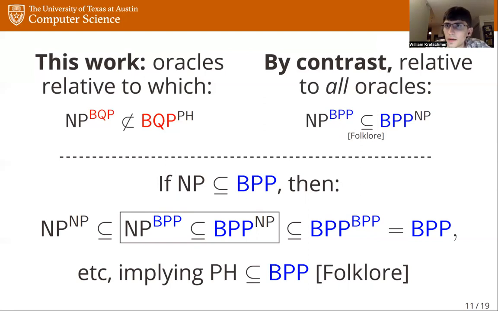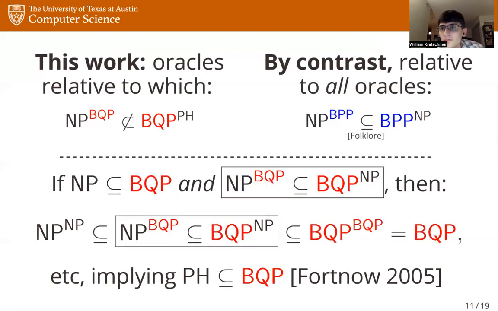And what was observed by Lance Fortnow in 2005 is that exactly the same proof goes through to show that NP in BQP implies PH in BQP if you could show this one special containment, that NP^BQP is contained in BQP^NP. Or in other words, that you can pull the quantumness out of an NP algorithm, like you could pull the randomness out. And so our result is basically an abstraction. It's a relativizing separation where this step does not hold.